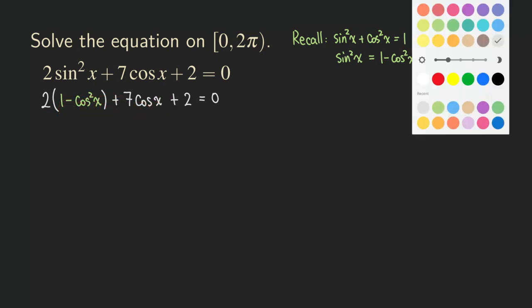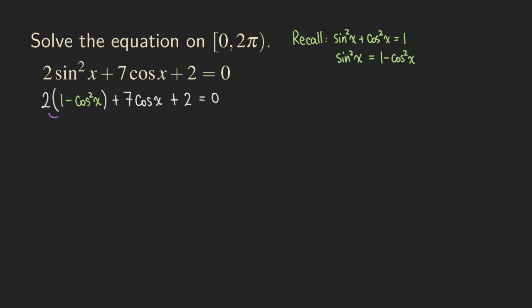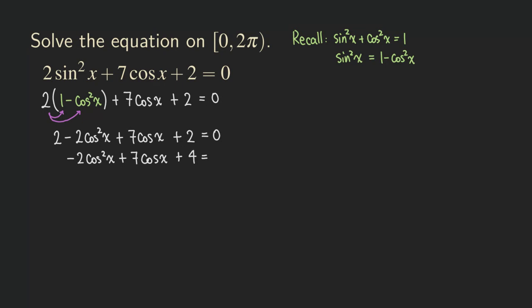And after that, we can also combine like terms. So we distribute this 2 to the 1 and also distribute the 2 to the negative cosine square x. We are going to get 2 minus 2 cosine square x plus the 7 cosine x and then plus the 2, and that's equal to 0. As you can see here, we can combine the two constant terms. So we are going to get negative 2 cosine square x plus 7 cosine x, and then plus 4, and that's equal to 0.